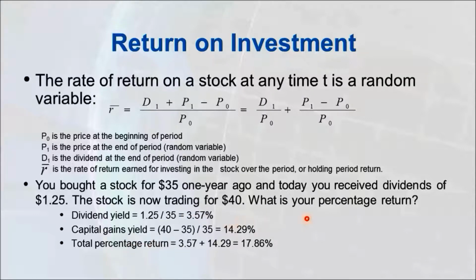Or you can put here the dividend, and $40 minus $35, and you divide the whole thing by $35, and you're going to get a rate of return of 17.86%. And you can use the same knowledge to compute rate of return on other types of securities.